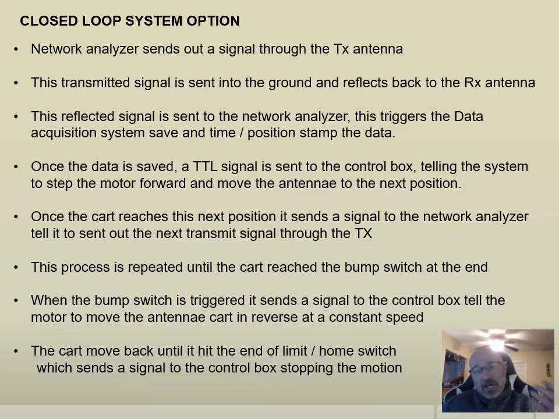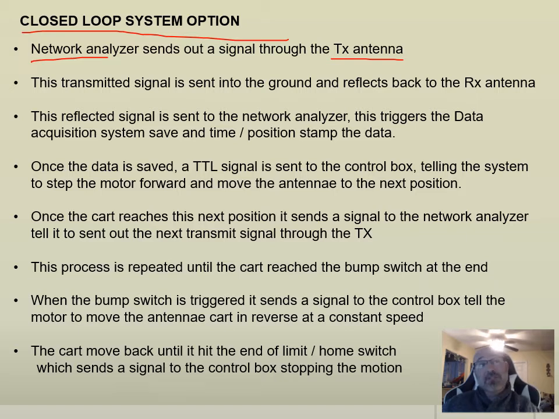So a little bit of a breakdown of this system here to simplify it a little bit more to see what we have going on. So we have a closed loop system option for this here. So this is where we have our sensors involved with this that control the motion of our cart, the motion of our motors here. So what we have is we have our network analyzer that's going to send out a signal through our transmit antennas of our GPR, or ground penetrating radar system.